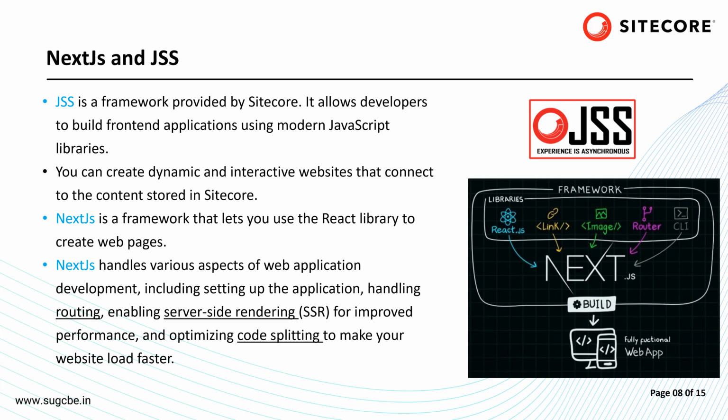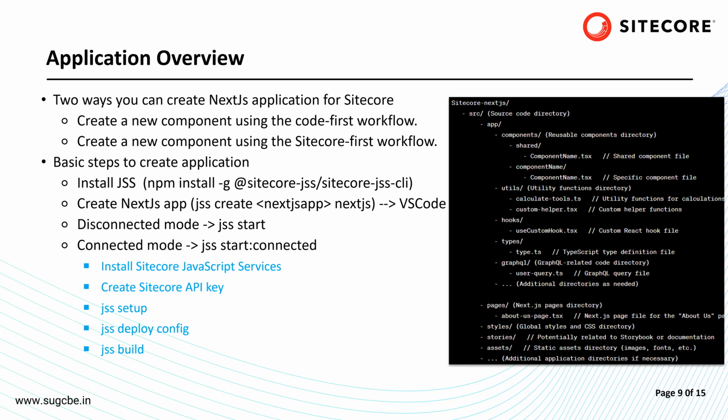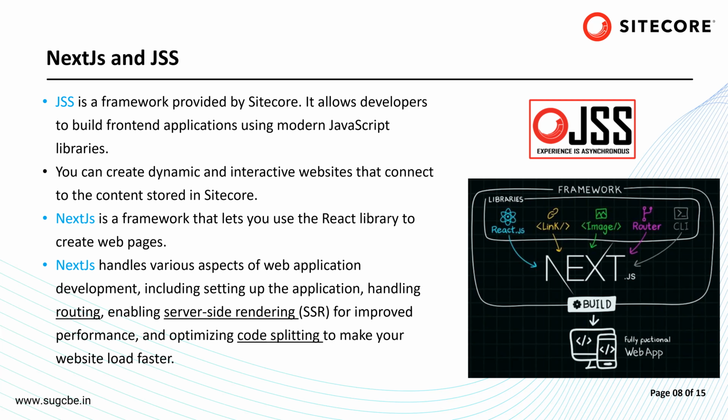The application development is actually called the rendering host application. That application, when we are creating it with any JavaScript framework, either React, Angular, or Vue, but this is completely focusing on Next.js. So when we are creating a Next.js application, we have to use the JSS framework, and the JSS framework helps to get the content from the Sitecore backend through API. This is the way we are going to create any application when we go with Next.js.